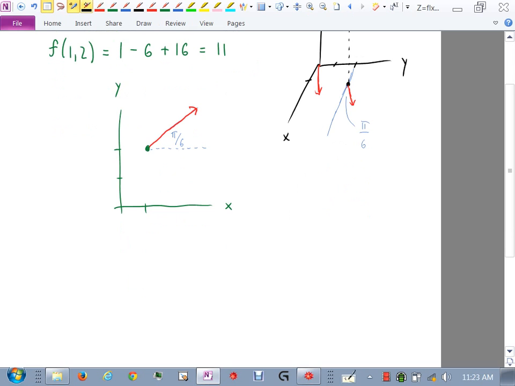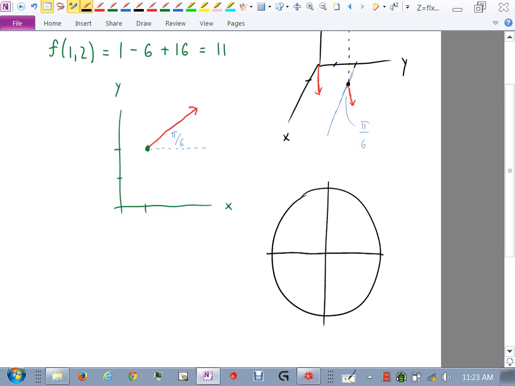Pi over 6 should be familiar to you, right? Pi over 6 is one of those common angles off our unit circle. Our unit circle has a radius of 1. And this is pi over 6. What's the x and y coordinate at that point?